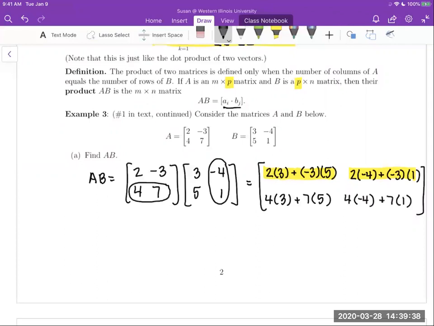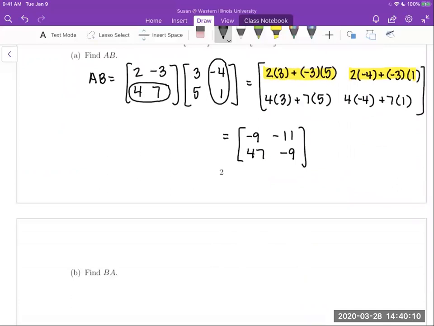And so for the final step, go ahead and carry out this arithmetic here. So I have 6 minus 15 is a negative 9. Negative 8 minus 3 is negative 11. 12 plus 35 is 47. And negative 16 plus 7 is negative 9. All right, so this matrix here is going to be the product of A times B using this scalar or dot product in each coordinate.